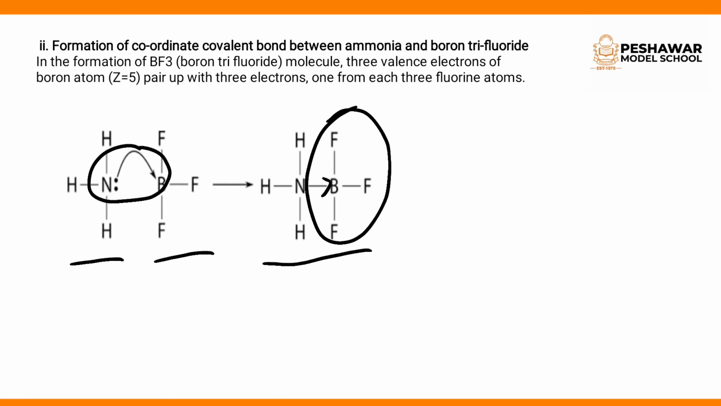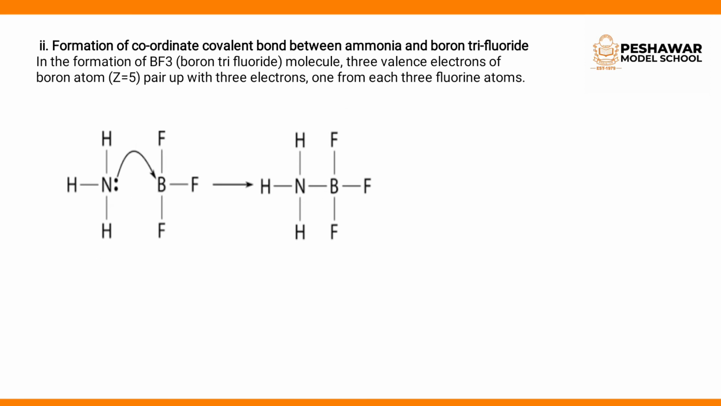Always remember, in coordinate covalent bond formation, there are two types of atoms involved: the donor atom and the acceptor atom. The donor atom is that atom which is donating the electrons, just like the nitrogen of ammonia, and the acceptor atom is that atom which is accepting the electrons from the donor atom, just like the boron in boron trifluoride.